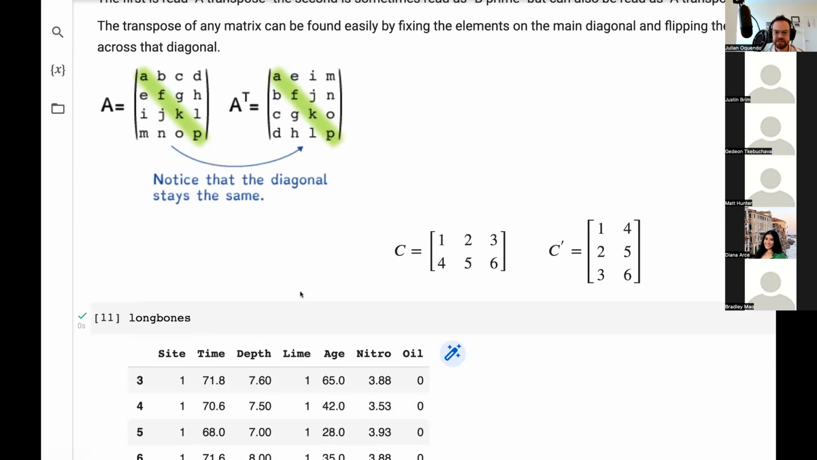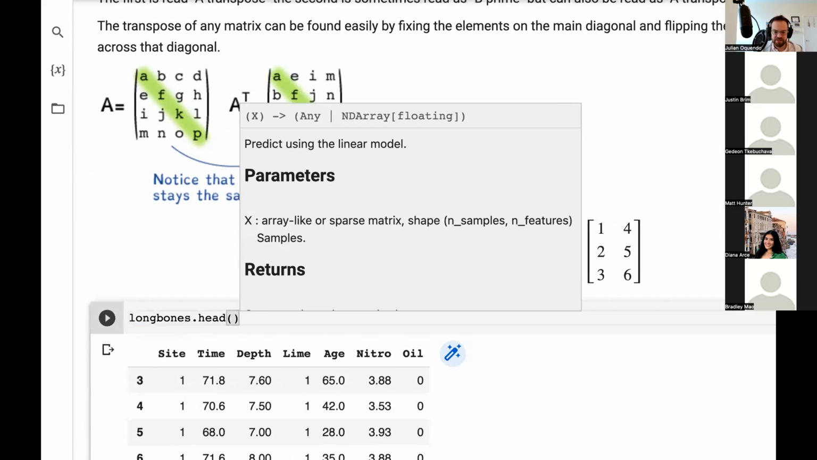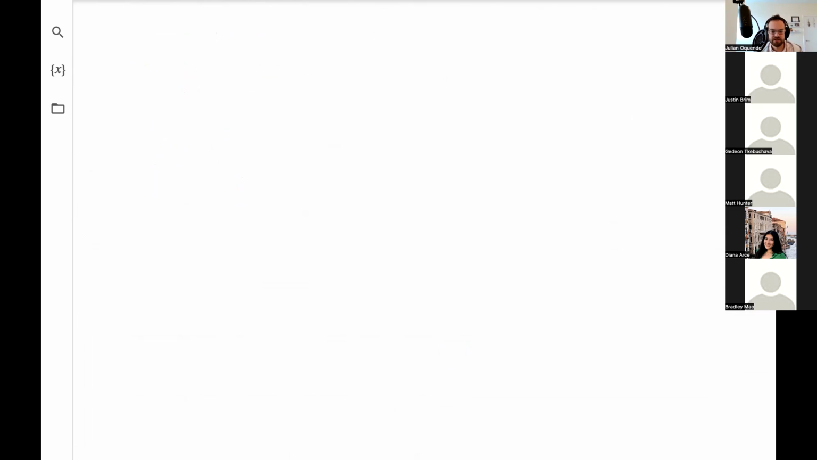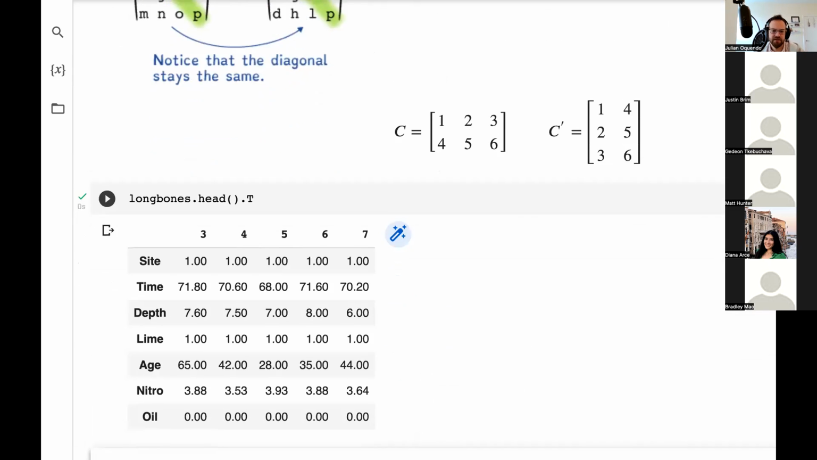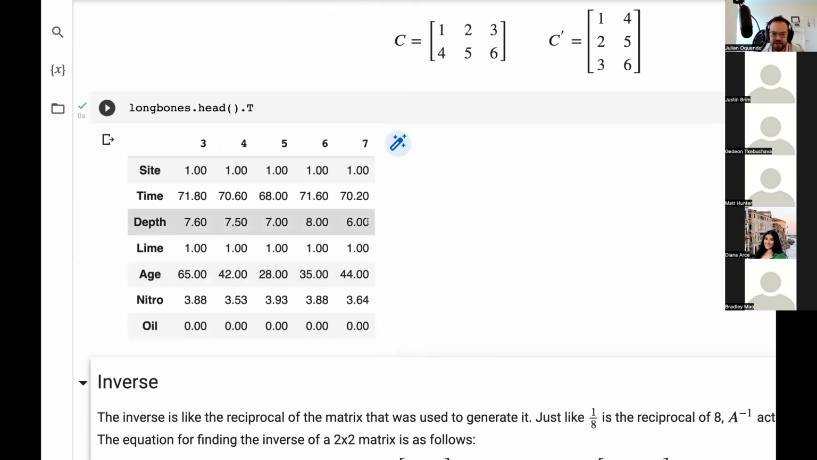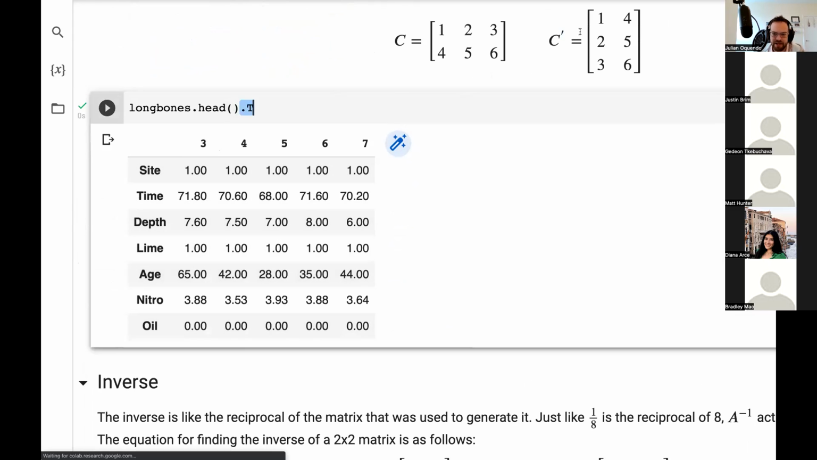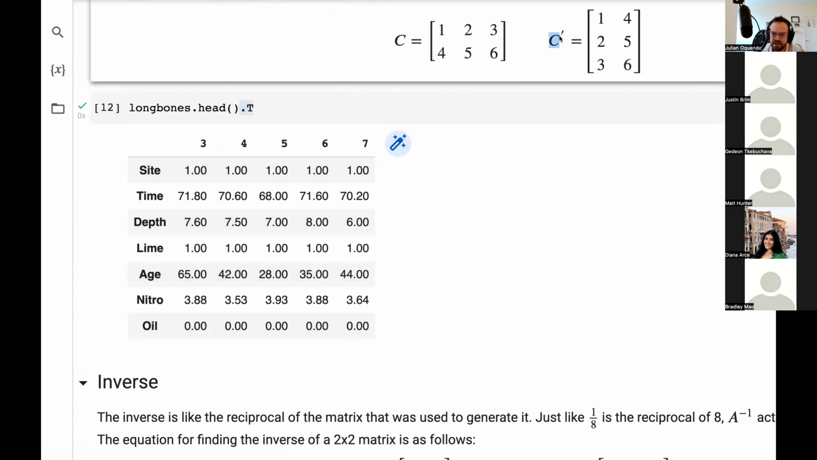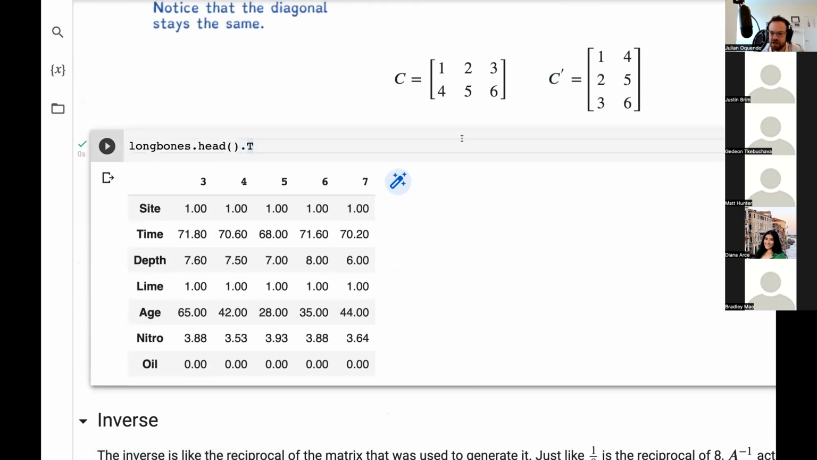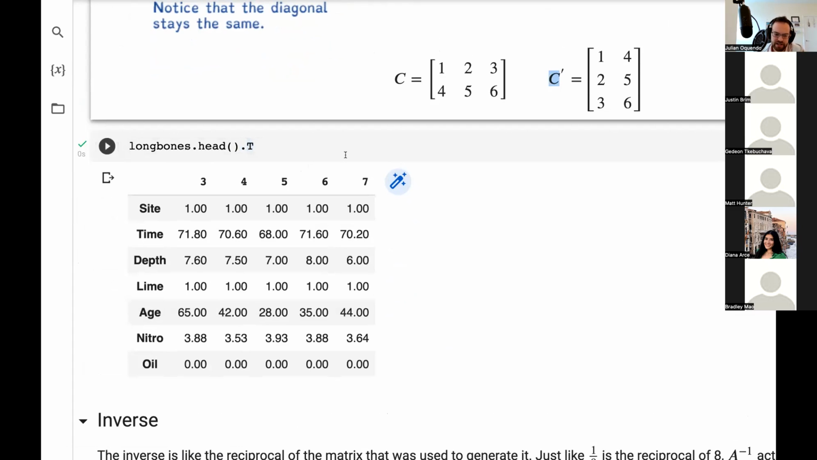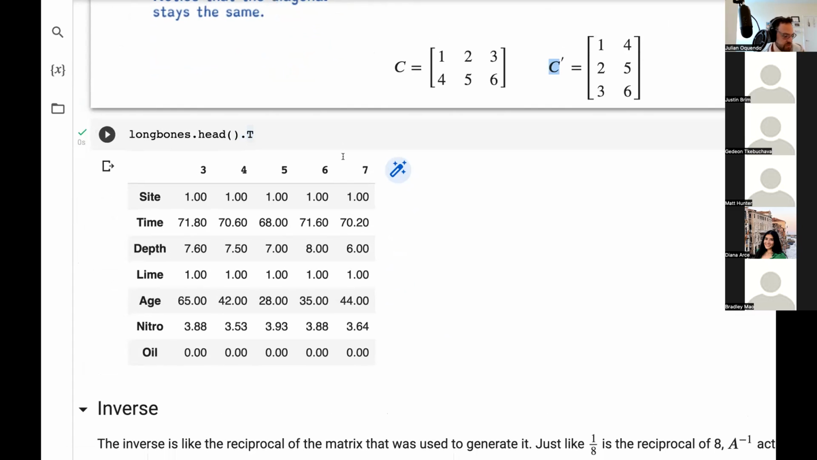Now, this is typically represented. Let me just go ahead and use dot head to make this a little bit smaller, because it's going to jump all over the place. We've got our first 5 rows and our value transpose. This is generally represented as this uppercase T or this little hyphen at the end of your uppercase matrix value. This is usually referred to as well as a prime value.